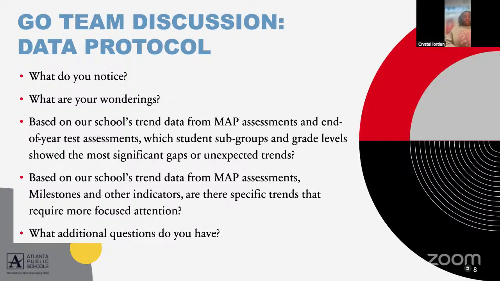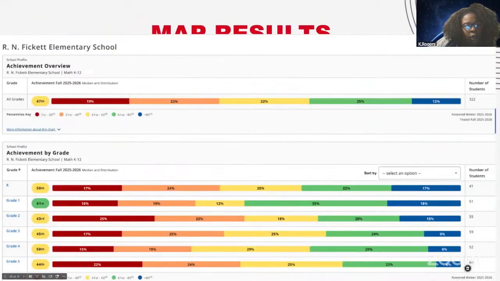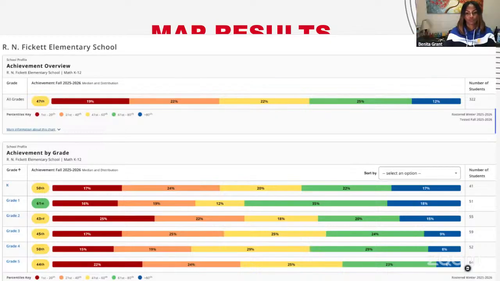Did anybody have any additional questions? Sorry to interrupt, Madam President. I was looking at the MAP data, and I just had a question. Is it blue, green, yellow, orange? Yep. So it's blue, green, yellow, orange.